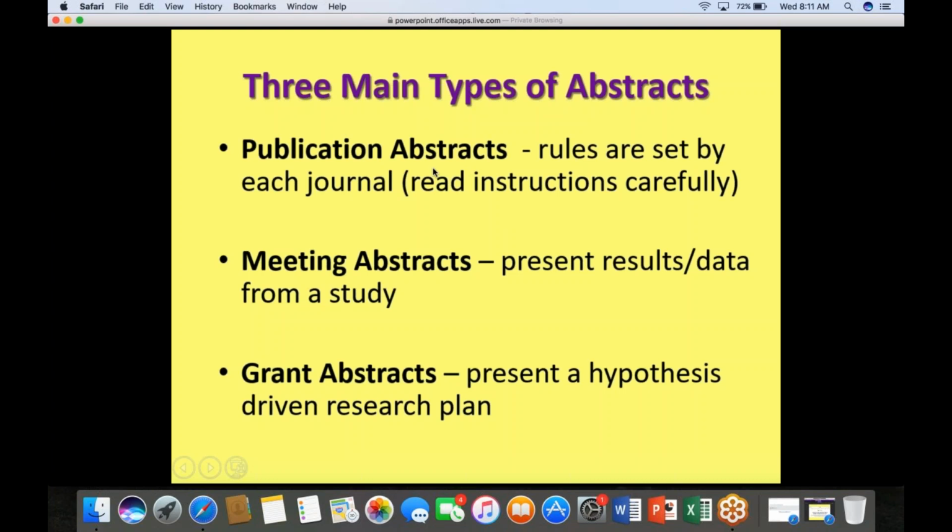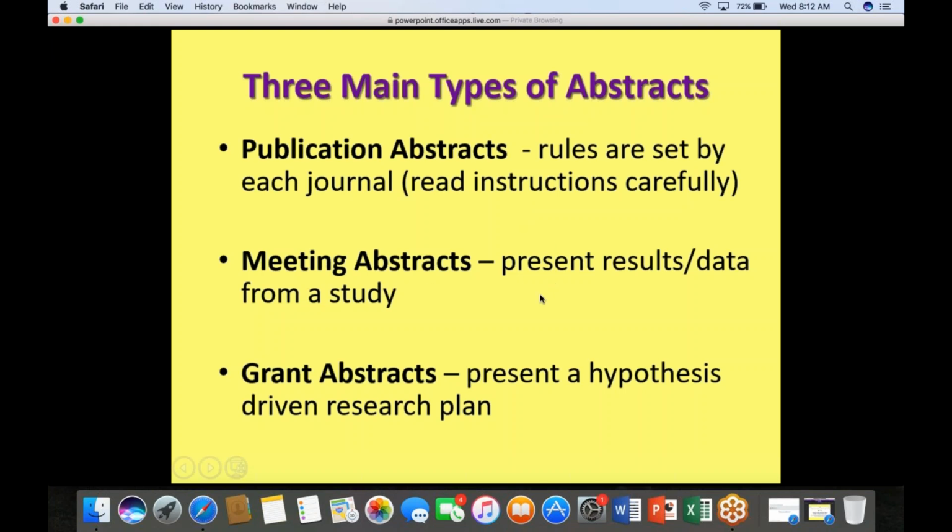So again, there's three main types: abstracts for publications. Those are different, and you'll notice the abstracts I have for publication, I took a couple different kinds from different kinds of journals. So you need to make sure that you read the instructions carefully. It's very clear to me that clinical journals are going to have a different format for the way they want the abstracts put together than, say, a really basic science journal.